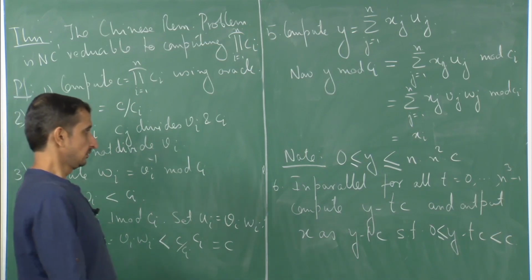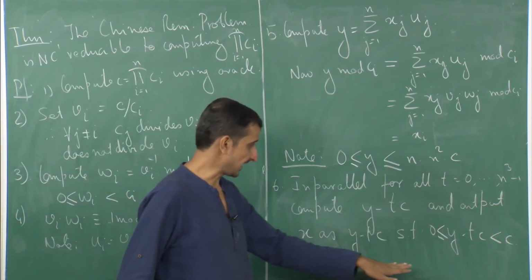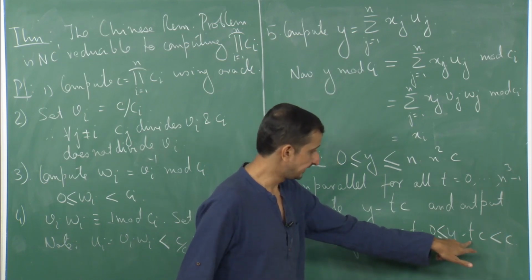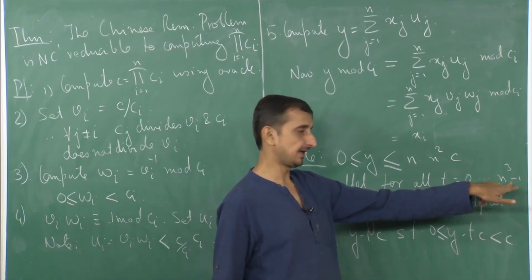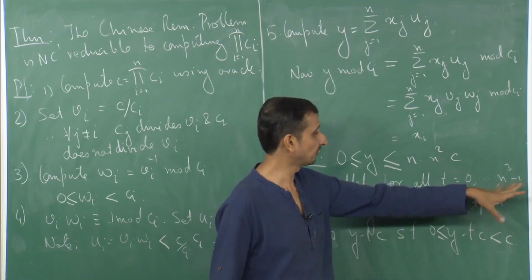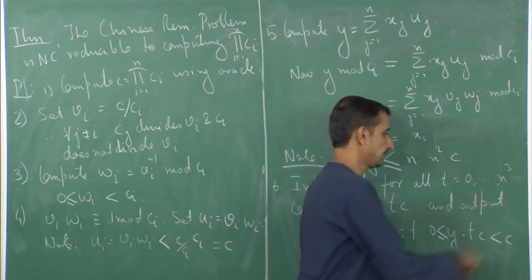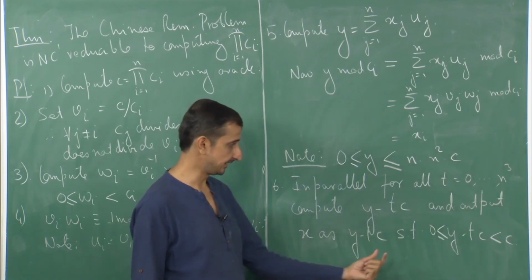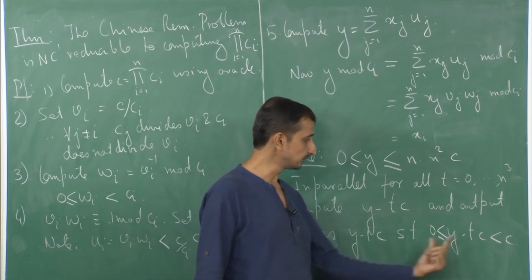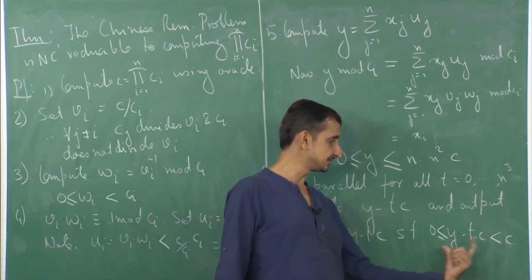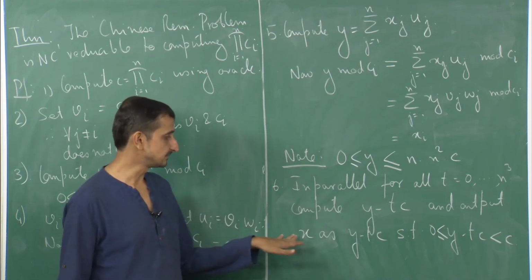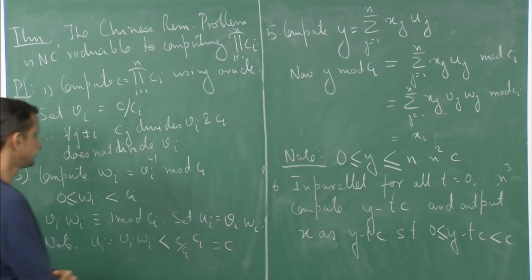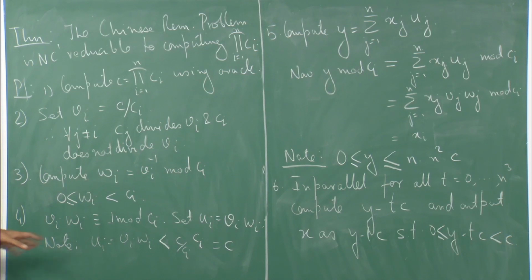Okay. So y is bounded by this, so I have to go at most till the value of t equal to n cube. Well, I can go up to n cube also, doesn't matter. I'll have to go at most till t equal to n cube before it becomes negative, and I'll check for each of those values of t when is y minus tc between 0 and c. And that is my value of x that I want to output. And we have just shown that if I output this as the value of x, it will satisfy my given criteria.